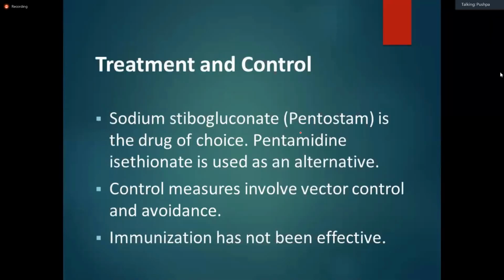Treatment and control. Sodium stibogluconate is the drug of choice, and there are alternatives also, pentamidine isethionate. Control measures: avoid the bite of the sandfly. Vector control is very important.